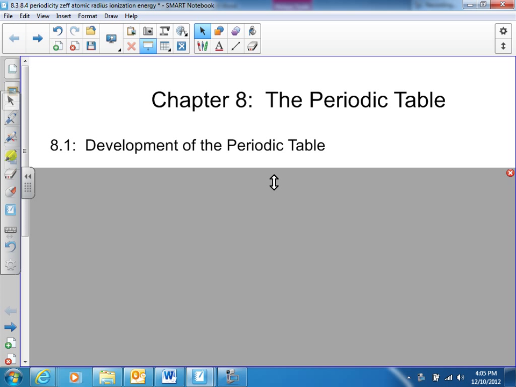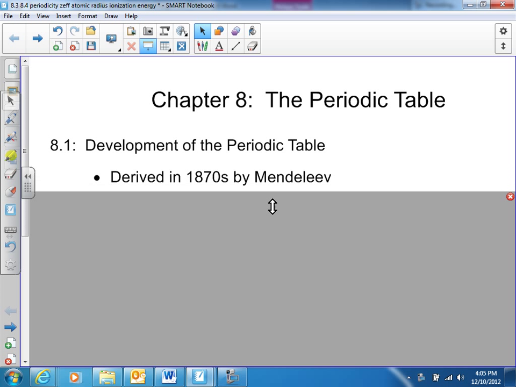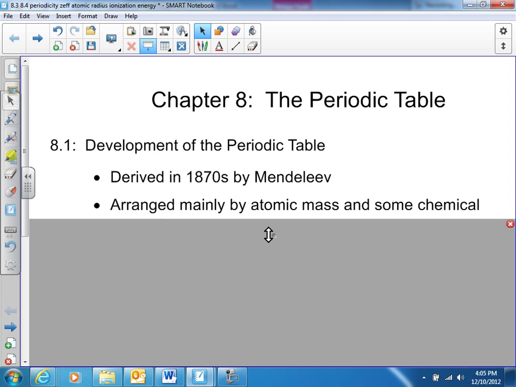How did the periodic table come to be? Well, it wasn't until the mid-1800s that the current periodic table as we know it came around. And it was developed or derived by Mendeleev in the 1870s. The first rendition of the periodic table was arranged by atomic masses only, and then Mendeleev came along and noticed some interesting periodic properties of the elements, hence the word periodic table.